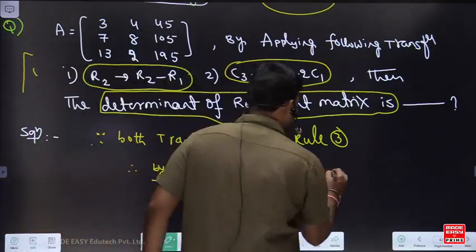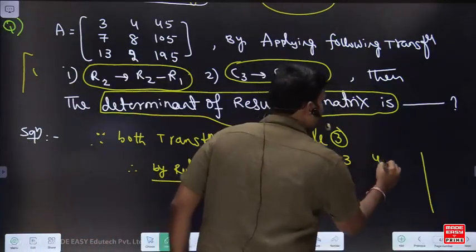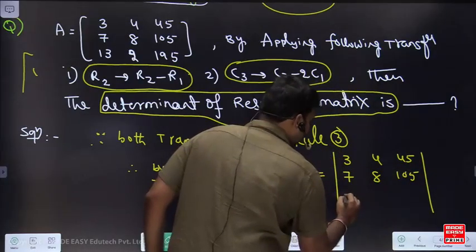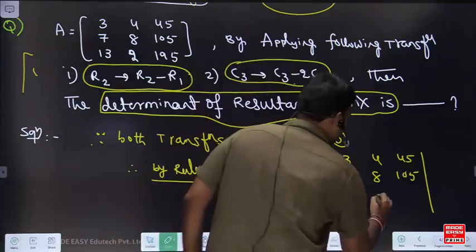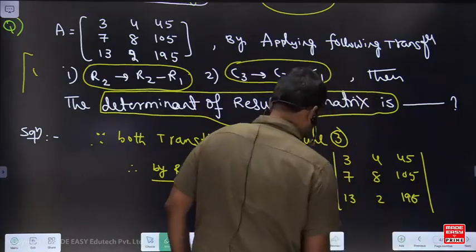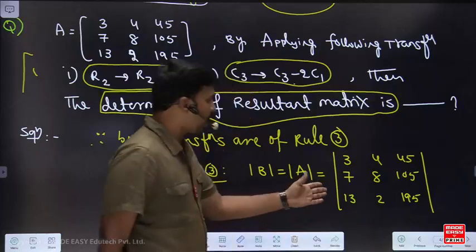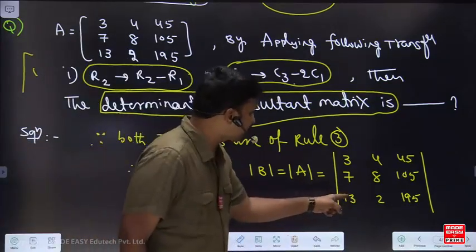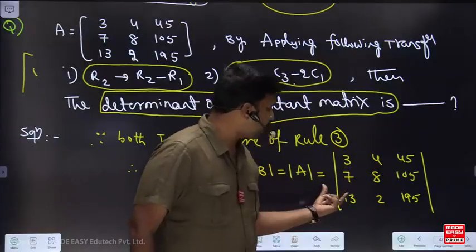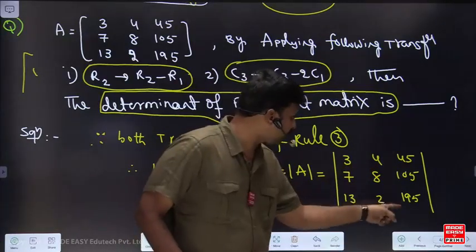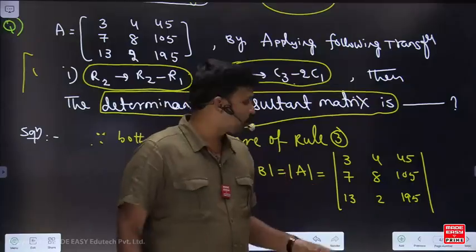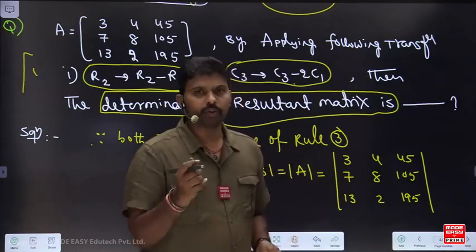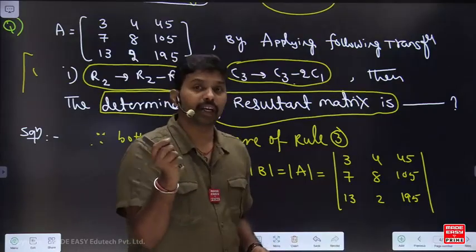So that is the determinant of 3, 4, 45, 7, 8, 105, and 13, 2, 195 here. So I have to find the determinant of this 3 by 3 matrix. But you just check it once here. Because of this last column having big numbers, it takes a lot of time to evaluate the determinant of 3 by 3. So what I do is I will use some techniques.